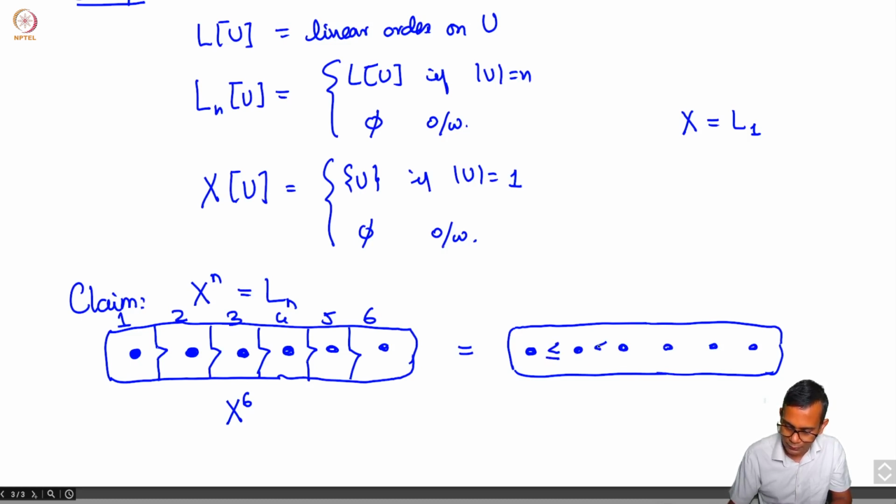by just saying that this is strictly less than this, strictly less than this, strictly less than this, strictly less than this. And so there's a bijection between x^n structures on U and L_n structures on a set U. The set U has to have size 6 for either of these sets to be non-empty.